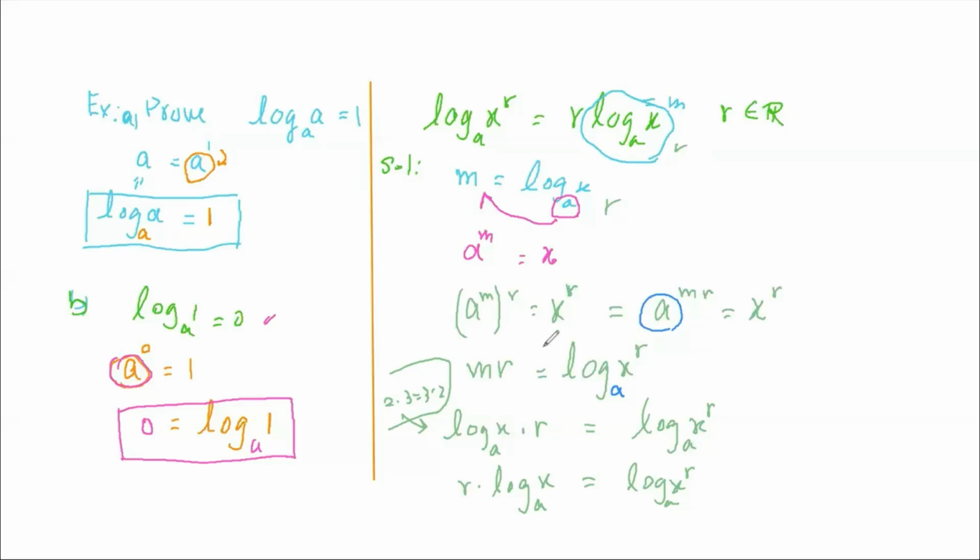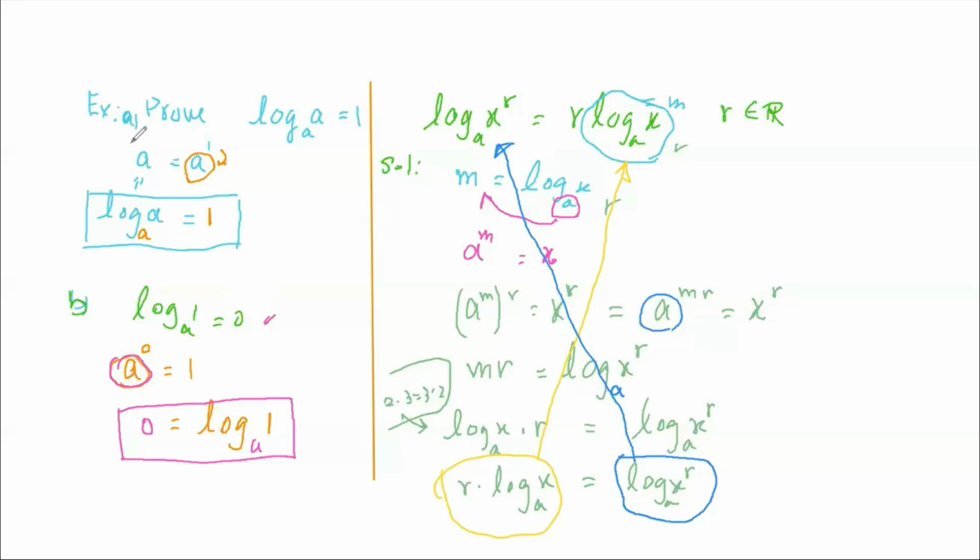So from this one, r log x base a equal to this one, right? Same as this one, correct? Same as the question. And then base a, same as this side, right? So our proof is finished. Both sides are equal, same as the equation.